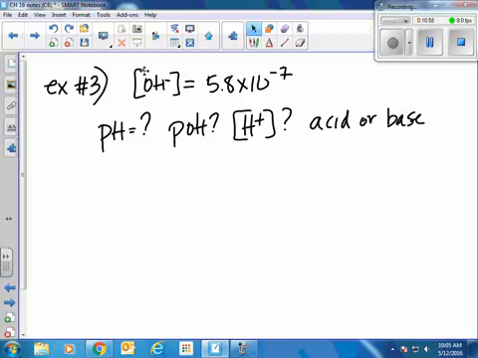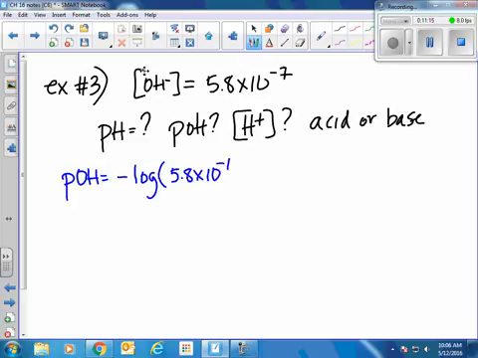So to take a look at my hydroxide, I probably would do the negative log of it. So I'm going to say that my pOH is equal to the negative log of my hydroxide ion concentration, 5.8 times 10 to the negative 7th. And when I punch that in, I'm going to look at that I have 2 sig figs here in my concentration. So I need 2 decimal points. So this is 6.24 is going to be my pOH.